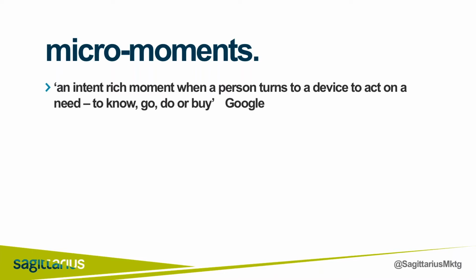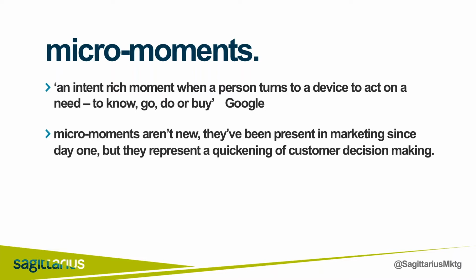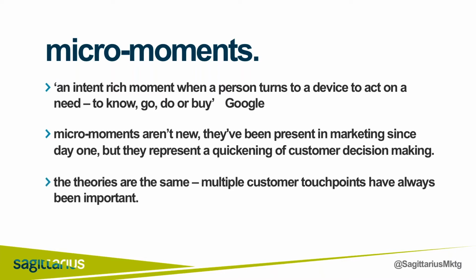So we've actually got a buy moment, and you can see you've got know, which is obviously informational, go, perhaps going somewhere, do, how do you perhaps do something, or actually purchasing. They're not new. They've been present in marketing, as we all know, since day one. These different elements of the customer decision journey have always existed, but it's how you translate that into how people use a more mobile device to find things or do things. As I said, multiple customer touch points have always been important.